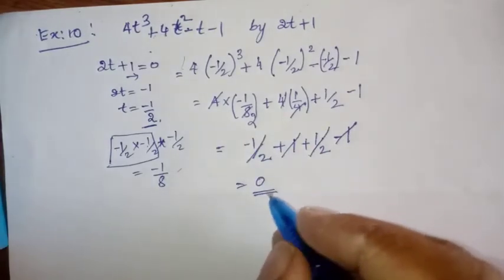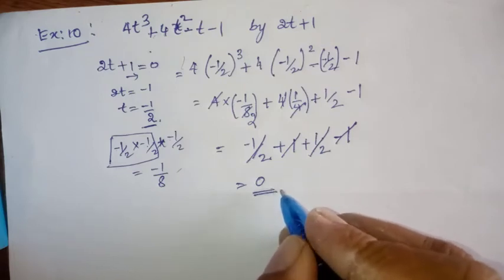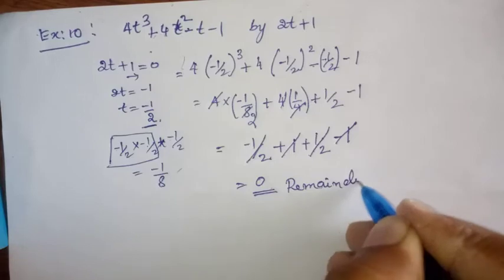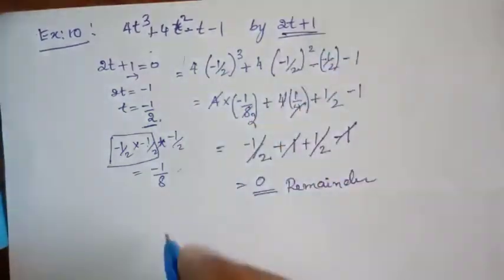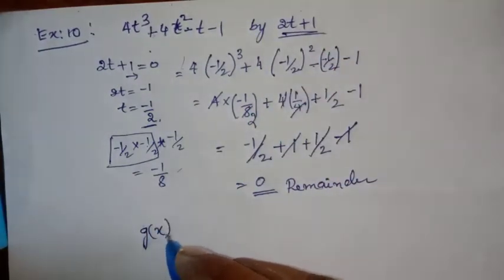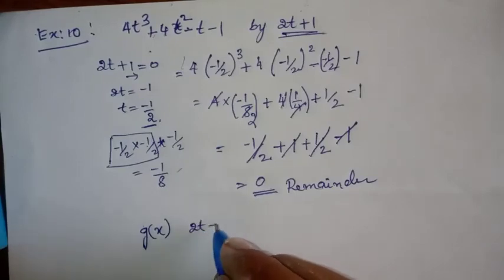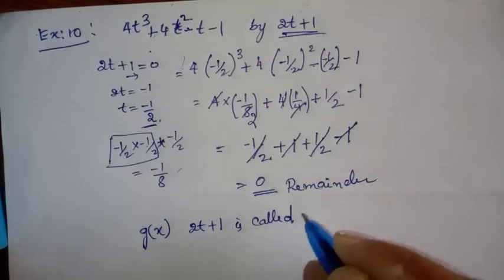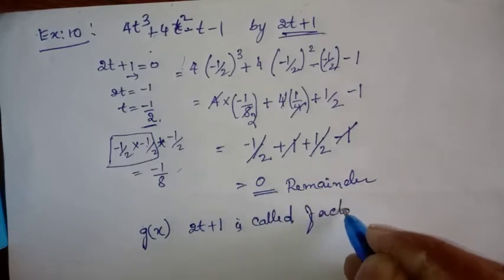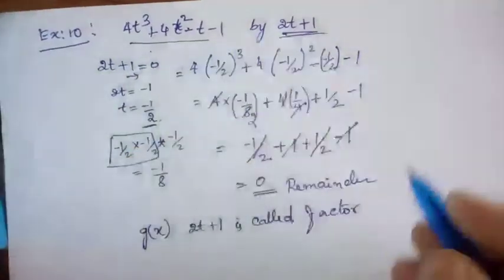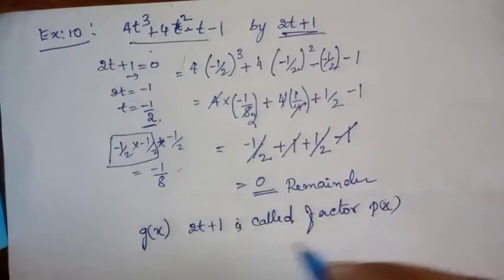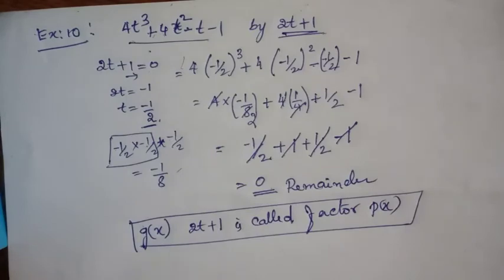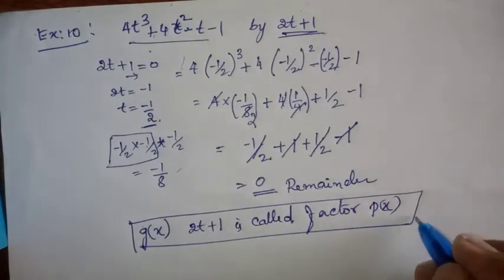Yes or no? If the remainder is 0, then we say that the given g of x, meaning the divisor, yes or no, 2x plus t is called a factor. Factor of which? Factor of the given polynomial, that's p of x. Okay, it's very important, and this is called the factor theorem.